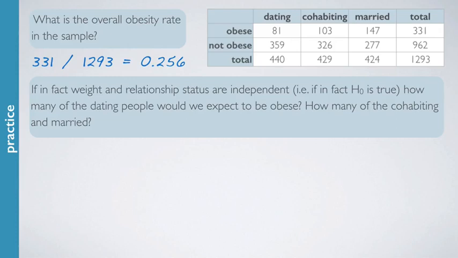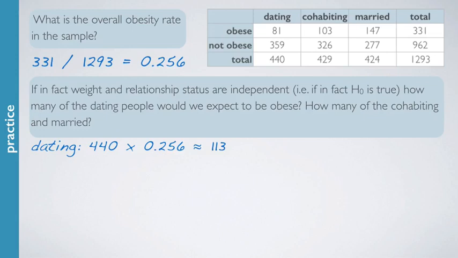In this case, to calculate the number of people who are dating and expected to be obese, we simply take the overall number of people who are dating, 440, and multiply it by the overall obesity rate, 0.256, and that yields roughly 113.